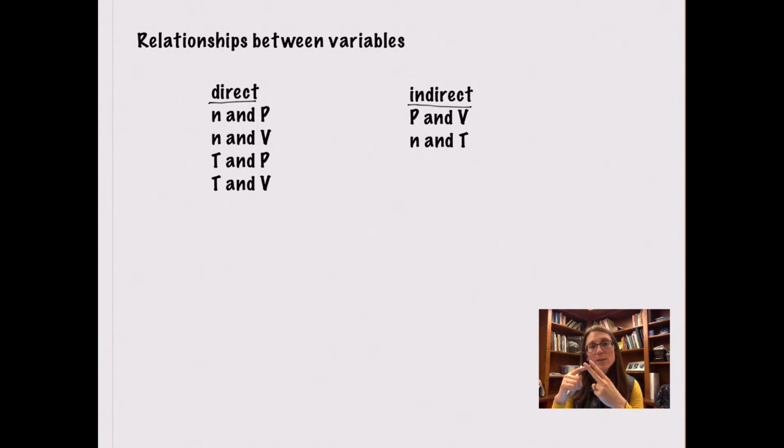Similarly, number of particles and temperature. If you want to keep the same pressure and volume, but you've got more particles, you have to slow them down. So your temperature has to go down. So those will be an indirect relationship.